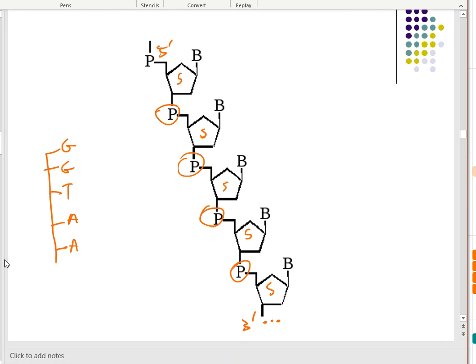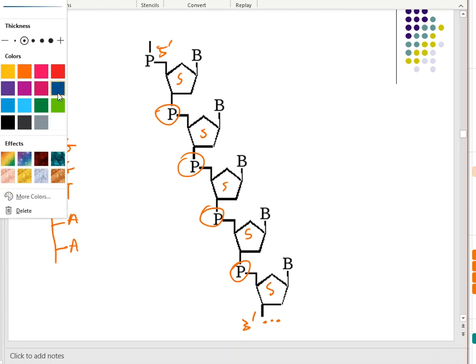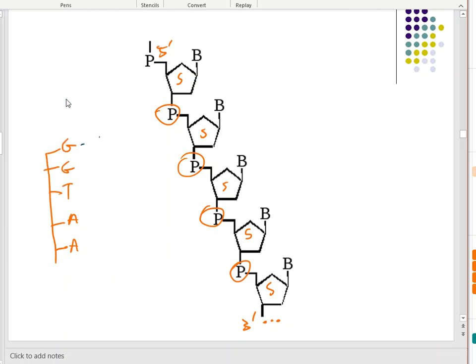Well, we also said that these base pairs have to be paired, right? They have a particular preference that they like to be paired up with. All right, so I'm going to change the color here. And the G will typically be paired up with C. And that G will have a C that's paired. This T will have an A that's paired with it. That A will have a T. And this A will have a T.